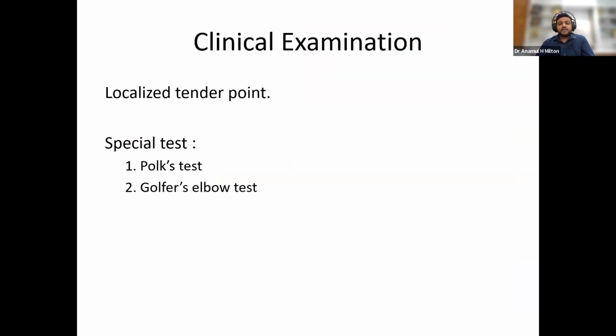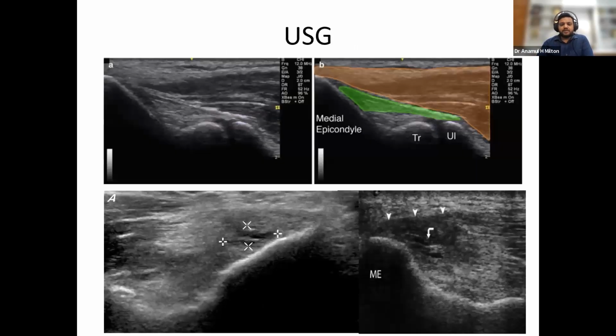Okay. So for the clinical examination, there is localized pain, and also the POC test, and sometimes the golfer's elbow test. So we can identify it both clinically, and also we can do the ultrasound. If there are any changes in the medial common flexor tendon, then we can call it medial epicondylitis. Okay, so here we have already seen the upper or superficial part, that is the common flexor tendon.